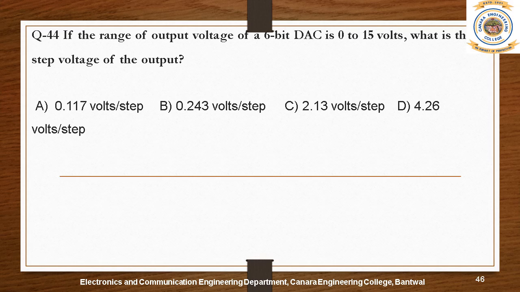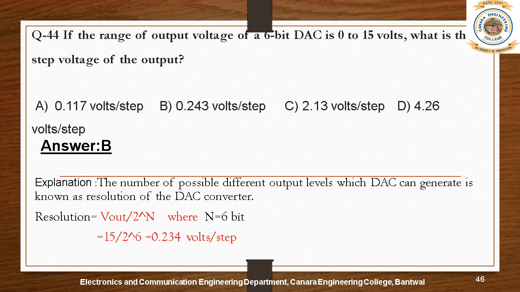If the range of output voltage of a 6 bit DAC is 0 to 15 volts, what is the step voltage of the output? There is a calculation. V out by 2 to the power n, what we have seen. Now n is 6 bit, so 2 to the power 6. So it is 0.234. Sorry, 0.234 it should be. Answer is B.